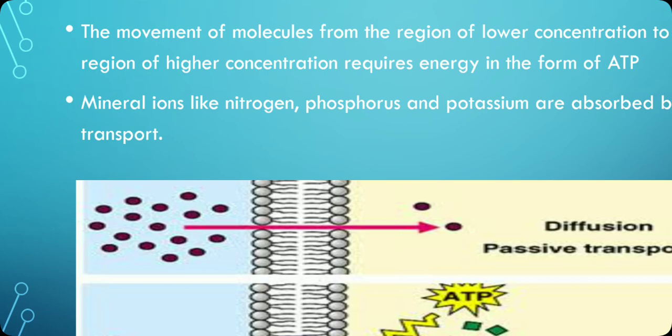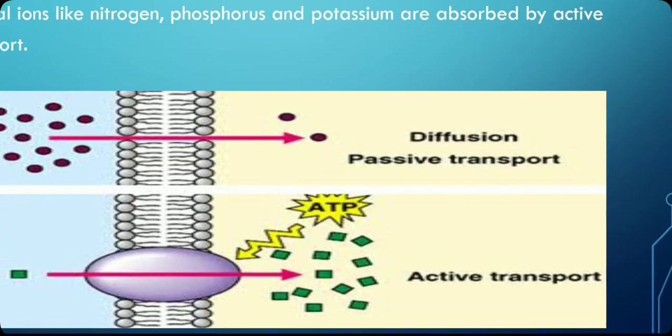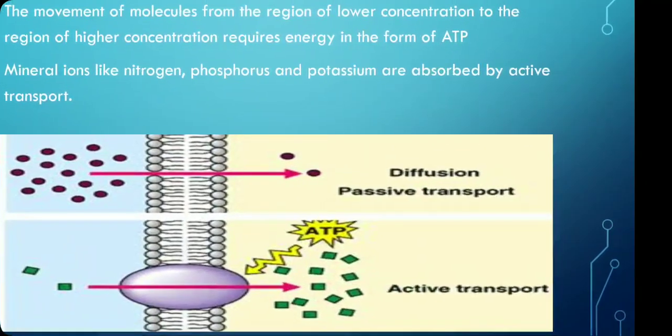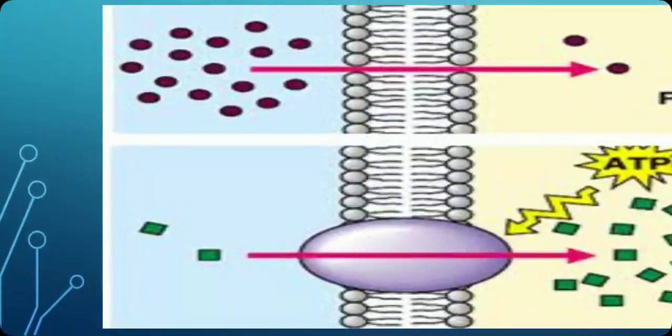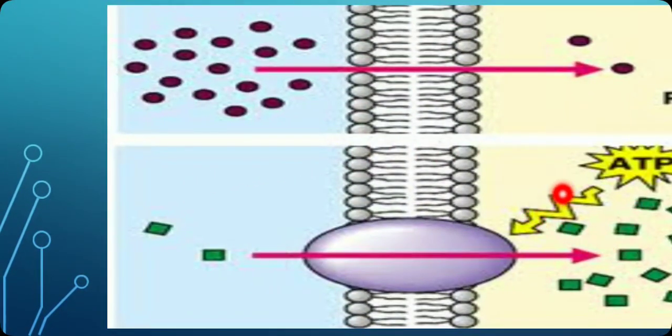You just remember one thing only: molecules move from the region of lower concentration to the region of higher concentration by using energy in the form of ATP. This much is sufficient for you. Let me show you it by a picture. Here there is a lower level of molecules outside the cell, and inside the cell there are already more molecules. So molecules move from lower concentration to the higher concentration by using ATP.